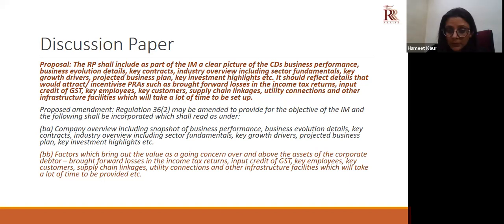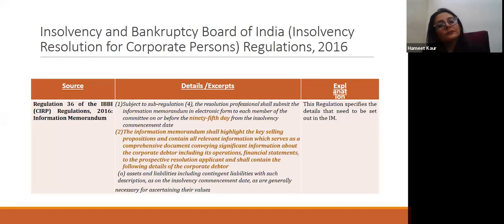This clause was taken up in the final amended regulations, but the BB, which talks about the factors which bring out the value as a going concern over and above the assets of the CD, like brought forward losses in income tax returns, input tax credits of GST, key employees, key customers, key agreements, supply chain linkages, utility connections, other infrastructural facilities, which will take a lot of time to be provided, etc., was not taken up in the final amended CIRP regulations.